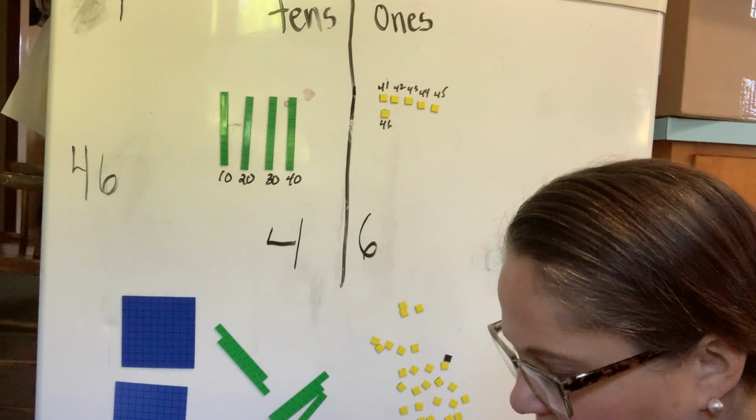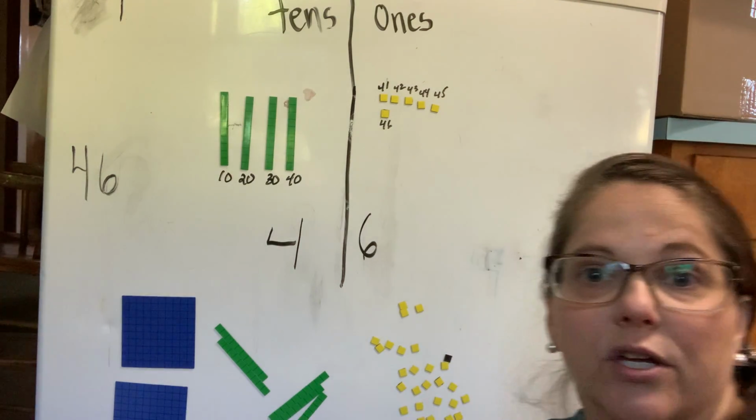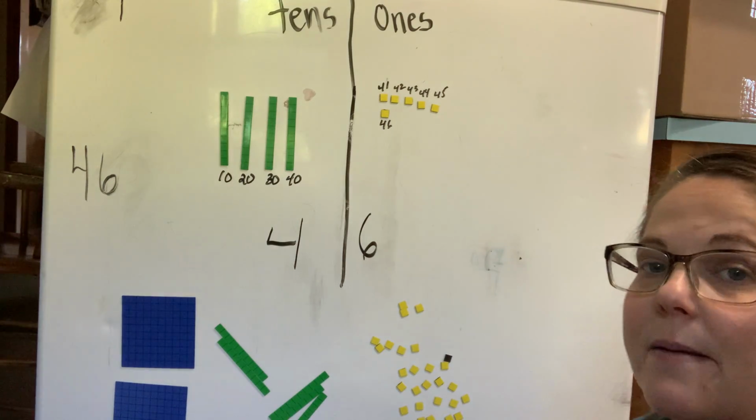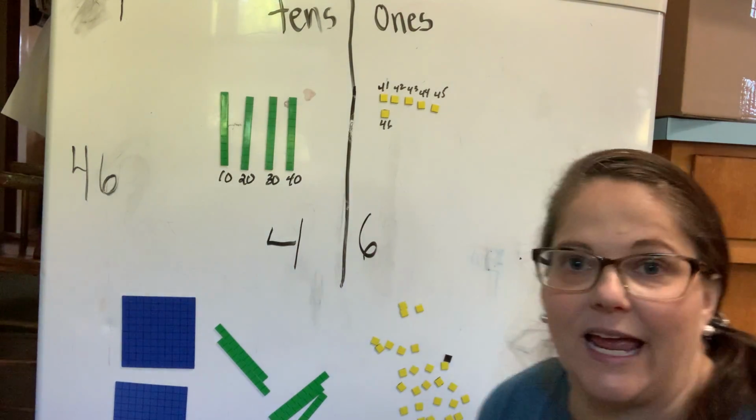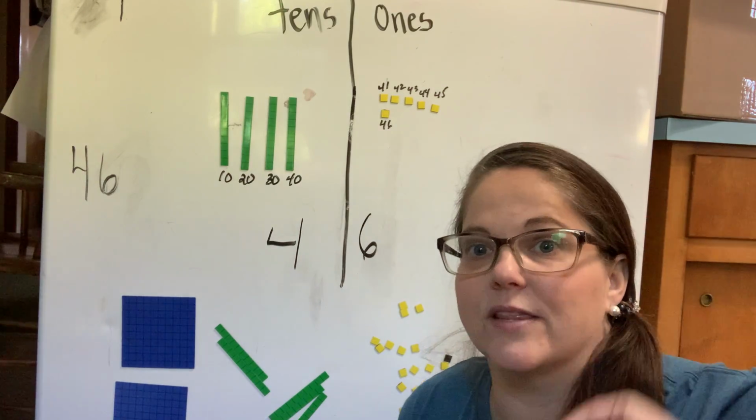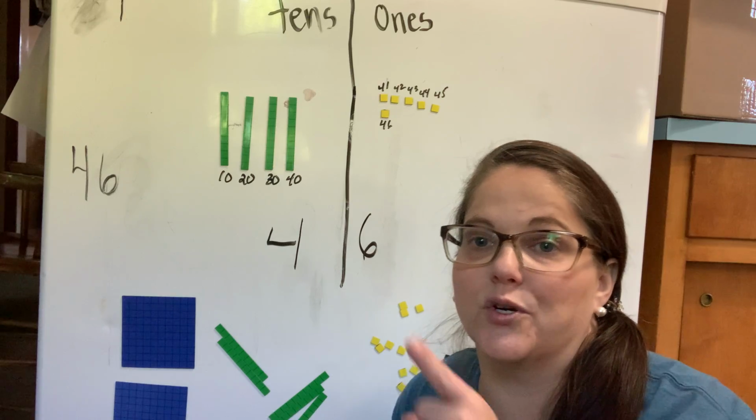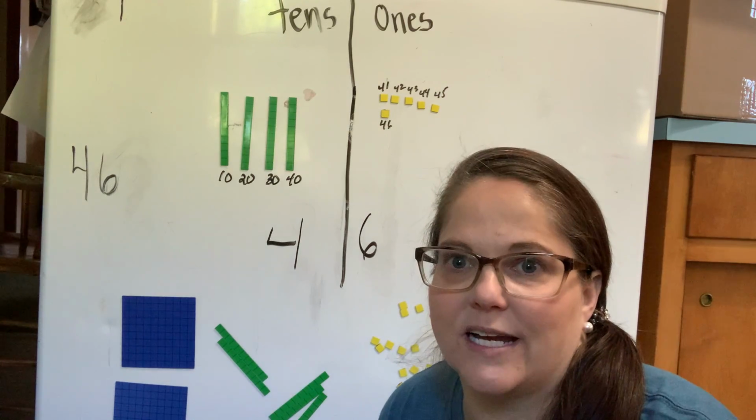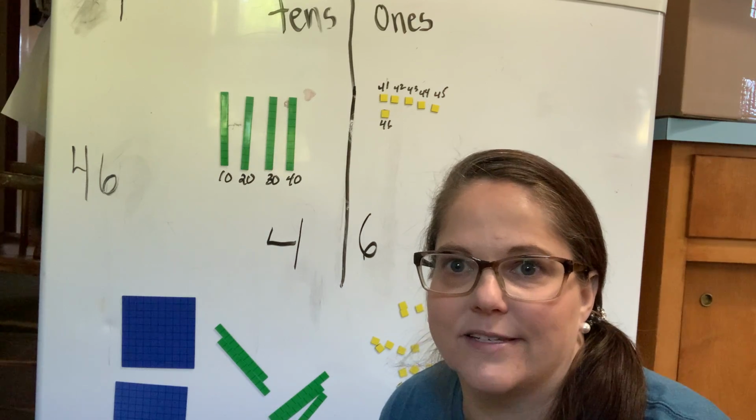Awesome job. Okay, so you can try this using your die to help you create numbers, but tomorrow we're going to play a game called Race to 25. And we're going to use the die, and we're going to use your units and your 10 rods to try to get to the number 25 the fastest.